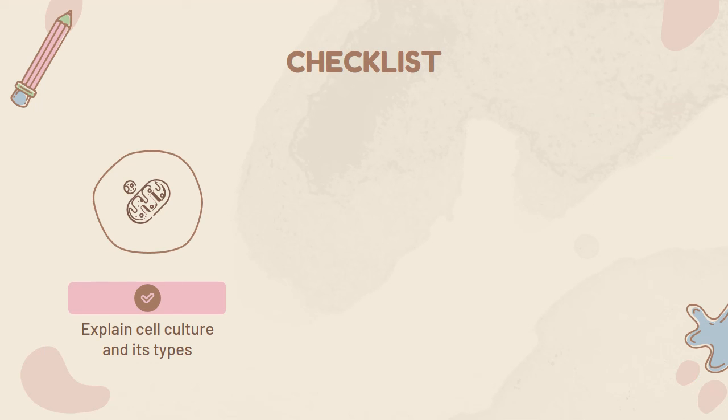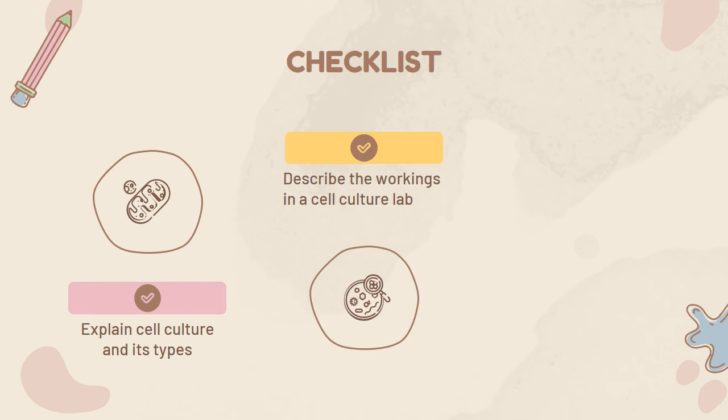Now, let's have a recap of what we have learned today through our objectives checklist. We have defined cell culture as the process when cells, may it be animal or plant cells, are grown in controlled conditions outside of their native environment. We also know that there are two types of cell culture, and these are the primary cell line and the established cell line. We have described the workings in a cell culture lab through the simulation that is provided by LAB2.